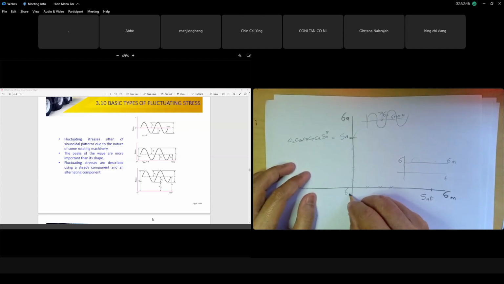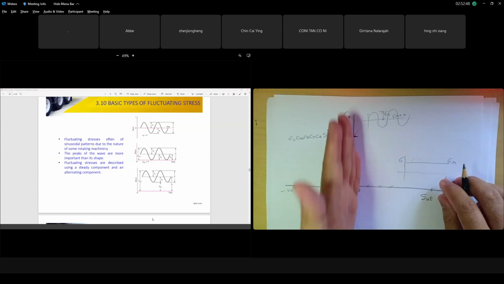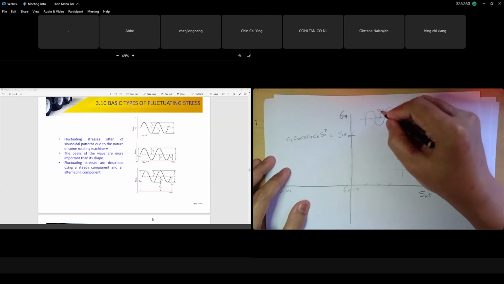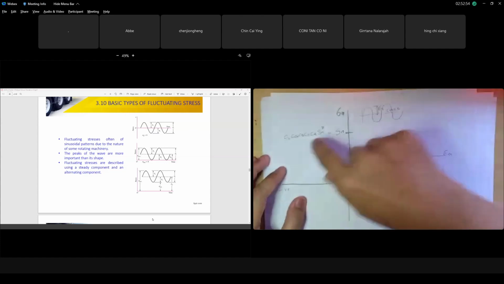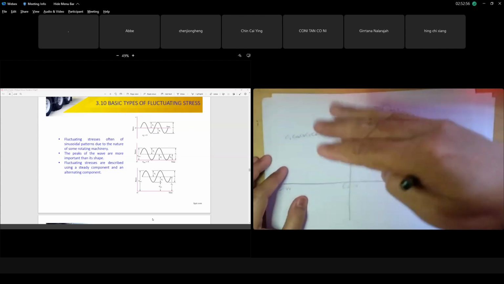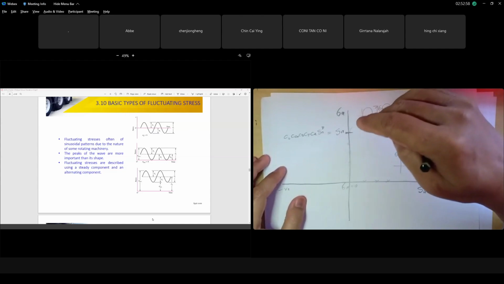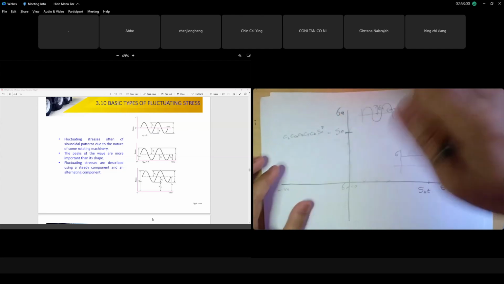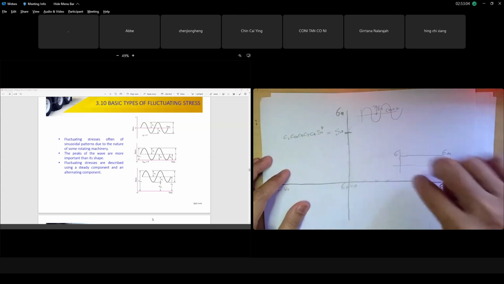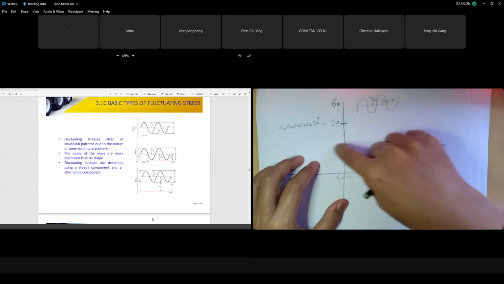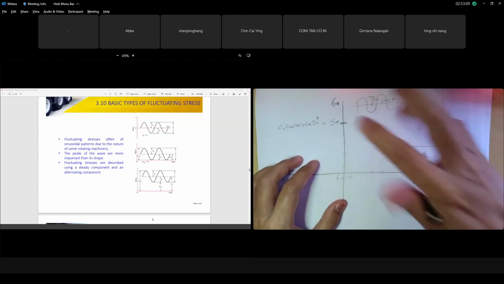This is your sigma mean, which is zero. That's why the border of your amplitude cannot reach your endurance limit. Because remember, endurance limit is the strength that you reduce even lower than your SY because of the fluctuating. This is a case where you have fluctuating amplitude. But in the middle, you have a combination of sigma A and sigma M, which I will show you later.